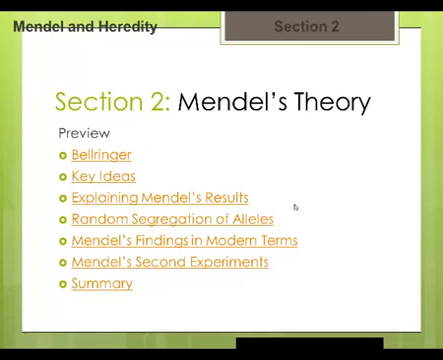We'll talk about random segregation of alleles and how alleles are passed on from parent to offspring. We'll then look at Mendel's findings in modern terms, and then we'll also look at Mendel's second experiment. So he went beyond a monohybrid cross, and he actually started testing for dihybrid crosses, where he was looking at more than just contrasting traits.